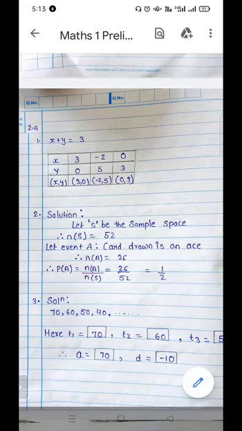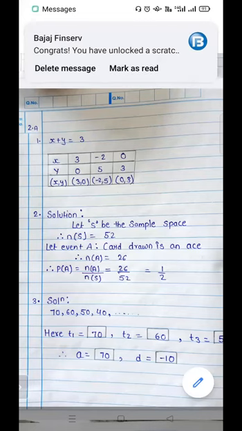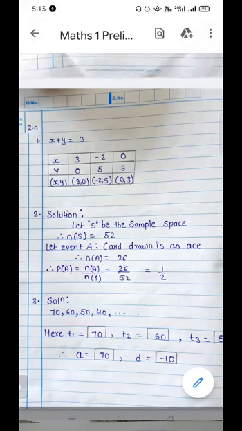So now the next question is, a card is drawn at random from a pack of well shuffled 52 playing cards. Find the probability that the card drawn is an ace. This is the next question. Solution: let S be the sample space. And S is equal to how much? It will be 52, as we know that the number of cards is 52.